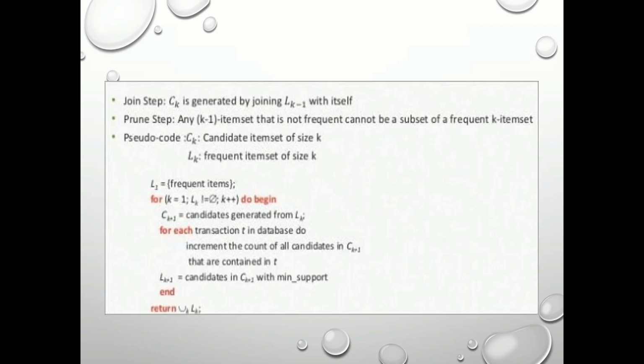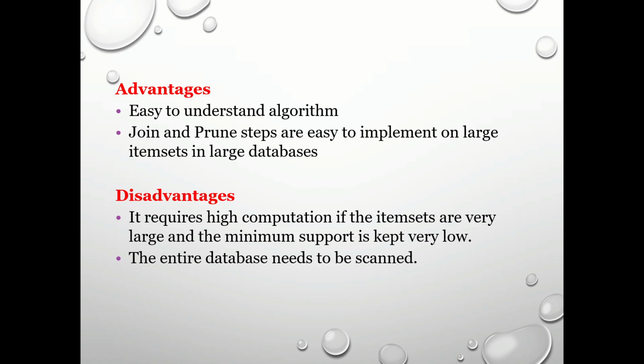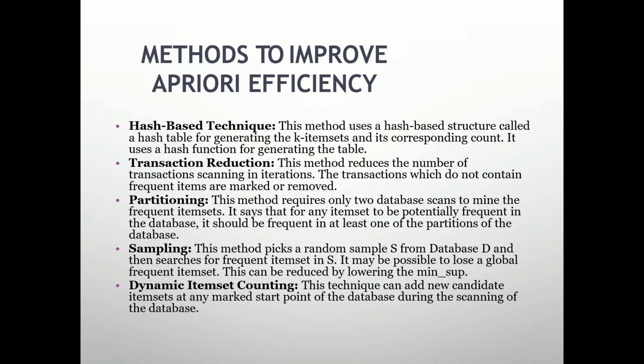This is the pseudo code of the algorithm. Then the advantages: it is an easy to understand algorithm, and the join and prune steps are easy to implement on large item sets in a large database. The disadvantage is that it requires high computation if the item sets are very large and the minimum support is kept very low. The entire database needs to be scanned. Apriori has efficiency issues. Hash-based techniques are used here, which is one of the efficient improvements.